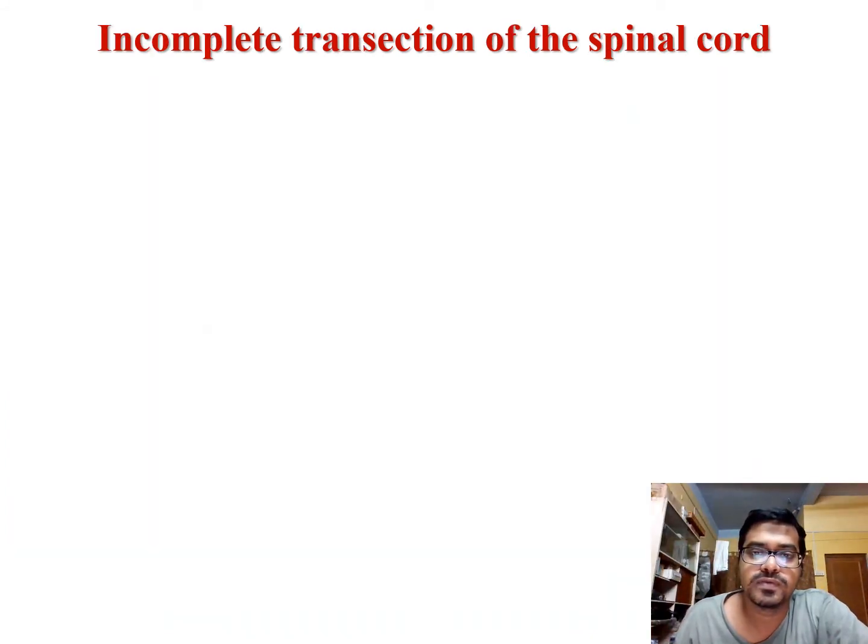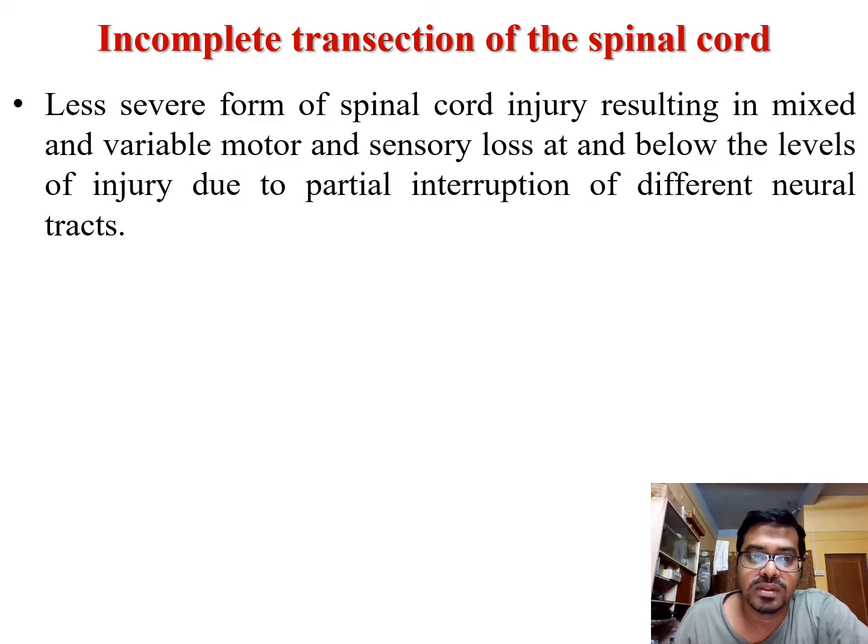Incomplete transection of the spinal cord. As the name suggests, it is a section but not through and through. So it is obviously a less severe form of spinal cord injury, and it results in mixed and variable motor and sensory loss at and below the level of injury due to partial interruption of the different neural tracts.